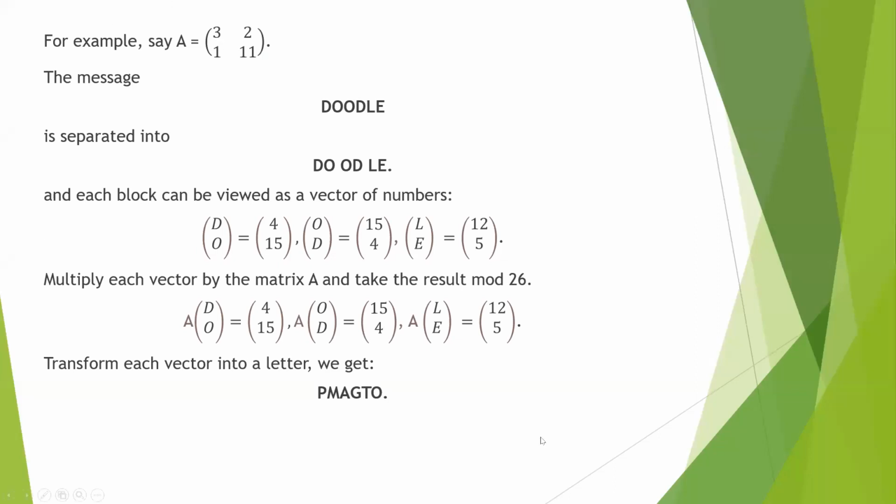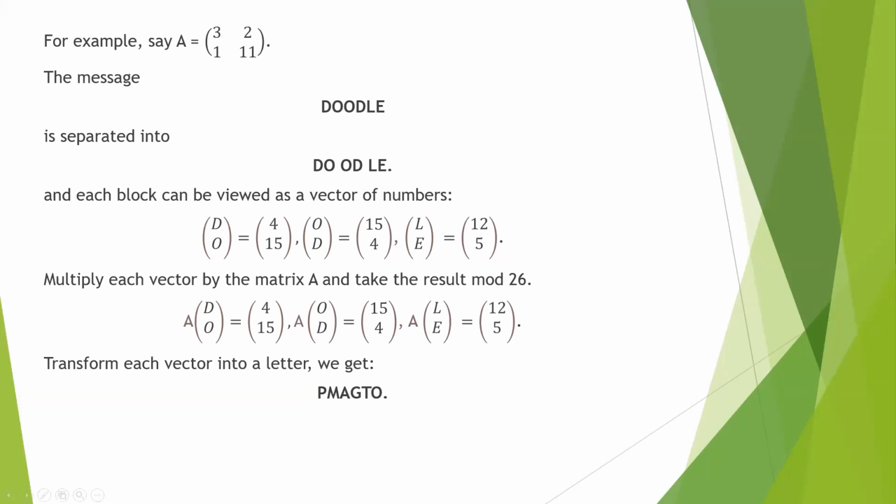Here you can see an example right before your eyes. Say the matrix A is 3, 2, 1, 11. This message is separated into 2 blocks of 2. And each block can be viewed as a vector of numbers, as you can see. Multiply each by the matrix A. Of course, you have to take matrix A times the vector. You can't do the opposite, the vector times A, as that's the rule of matrix multiplication. The columns of matrix A and the rows of matrix B have to be equal.